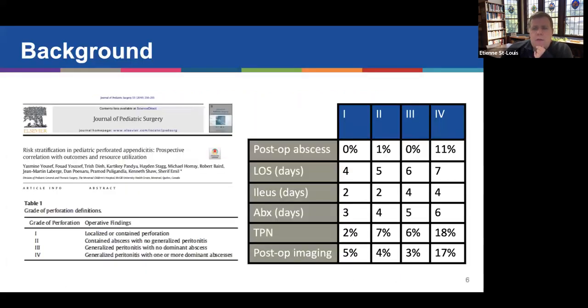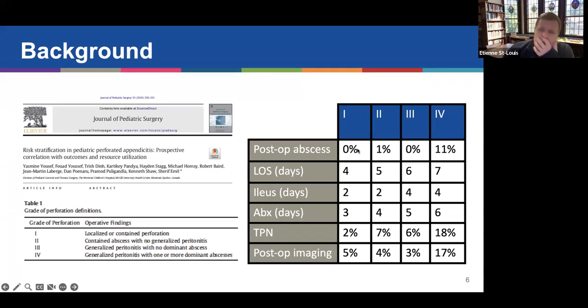The idea is that, through primarily retrospective research, the team here at the Montreal Children's Hospital, led by Dr. Emil and by Dr. Yasmin Youssef, did a very significant amount of work to define subcategories of perforated appendicitis and then correlate those prospectively with clinical outcomes and resource utilization. This paper was very widely cited and was selected as one of the top papers by the APSA Committee on Publications because of how useful it is.